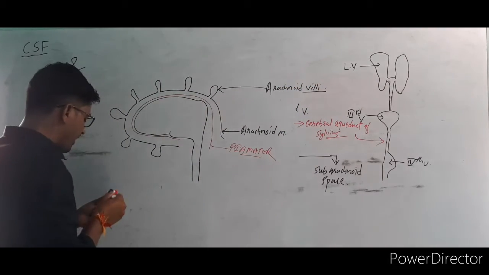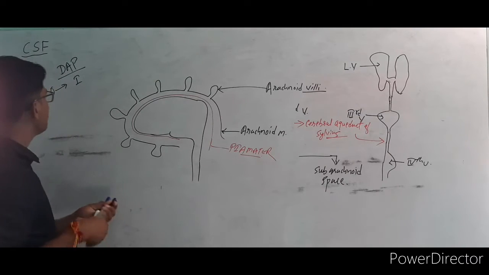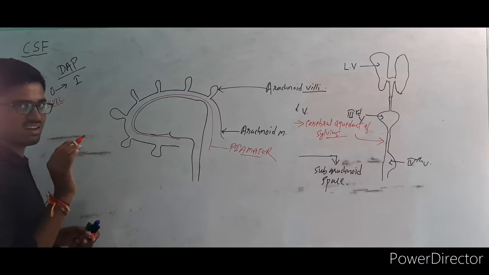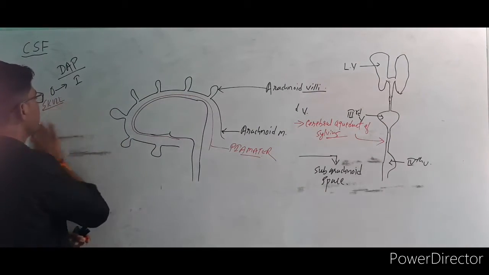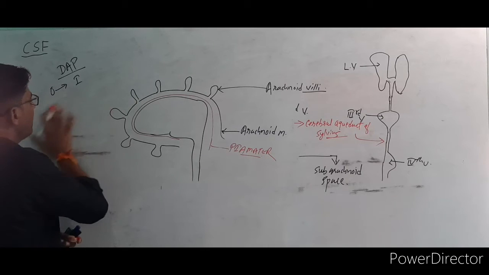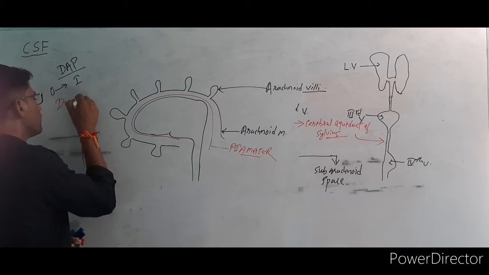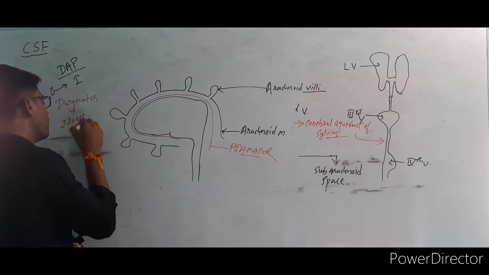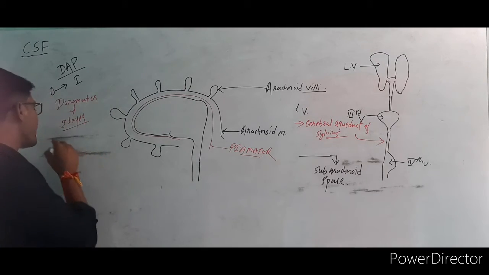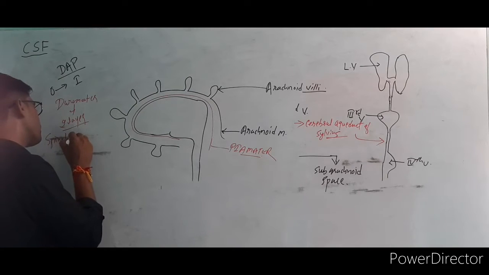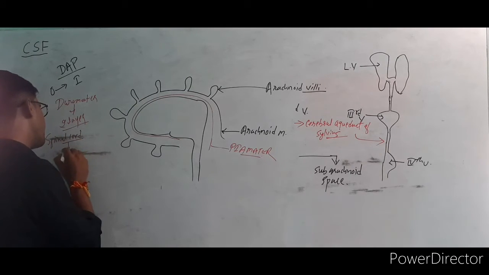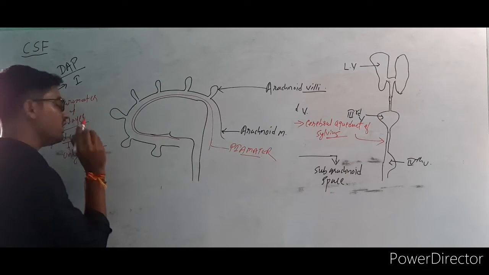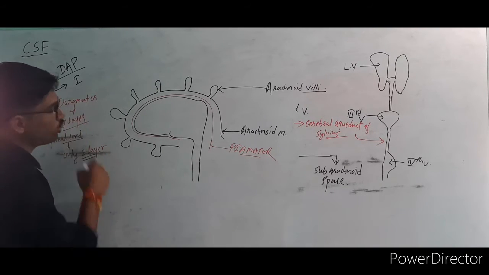Arachnoid villi, right? Now, one thing you have to remember: in the skull, or cranial, the dura mater has two layers, whilst in the spinal cord it has only one layer, the dura mater layer. So here there are two layers, right?